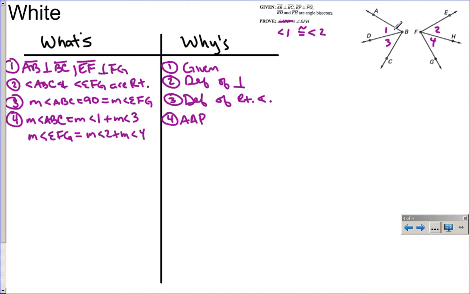I could probably make one more connection because I know if I'm going to show congruency, I got to show measurement. I actually have a number here in terms of measurement. Let's replace that. ABC is the same as 90, 90 is the same as EFG. So I can definitely claim that 90 degrees is the same as a measurement of angle 1 plus a measurement of angle 3. And 90 degrees is the same as a measurement of angle 2 plus a measurement of angle 4. Okay, and that's going to be substitution.